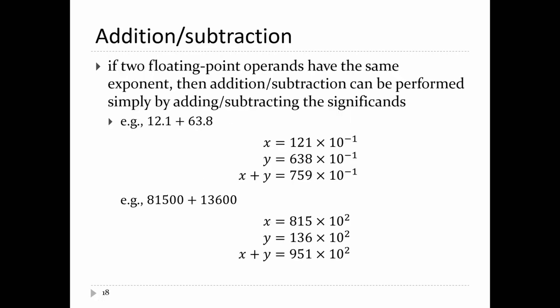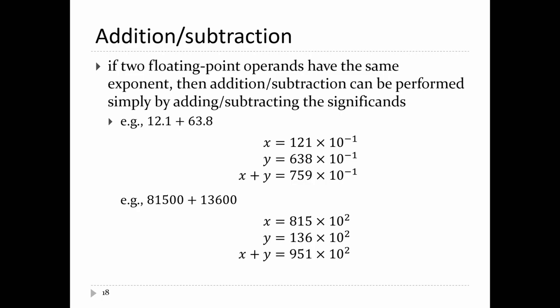Okay, so how does addition and subtraction work with floating point values? The way it works is you write out the two values that you're adding or subtracting using your floating point format. Here I've got 12.1 and 63.8. What's 12.1 in our floating point format? Well, it's 121 times 10 to the minus 1. What's 63.8? Well, it's 638 times 10 to the minus 1. The exponents are the same here, so I can just add the two numbers just like you would in grade school. So add those two values, it's 759 times 10 to the minus 1.